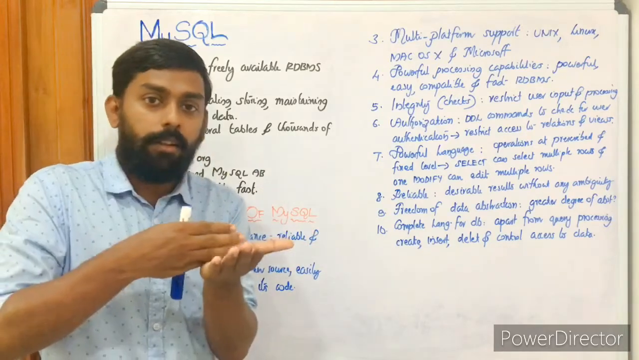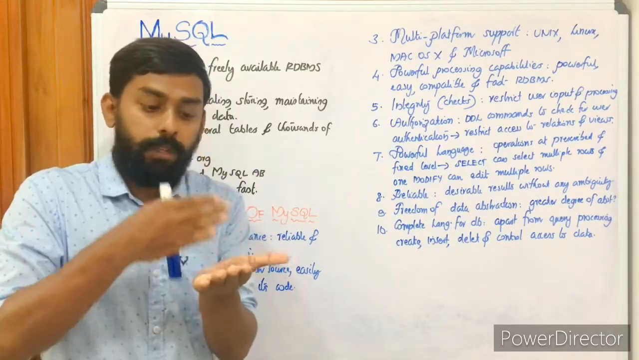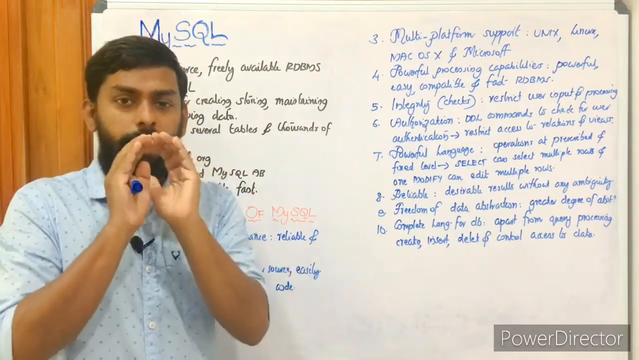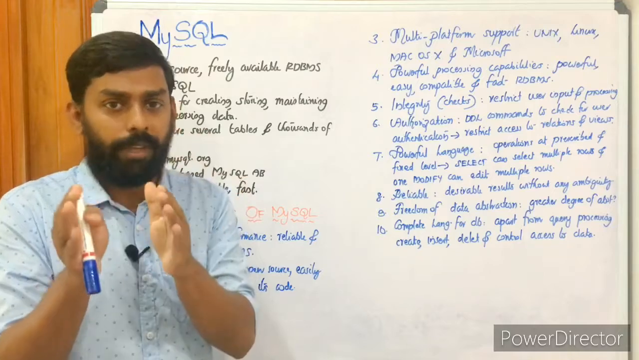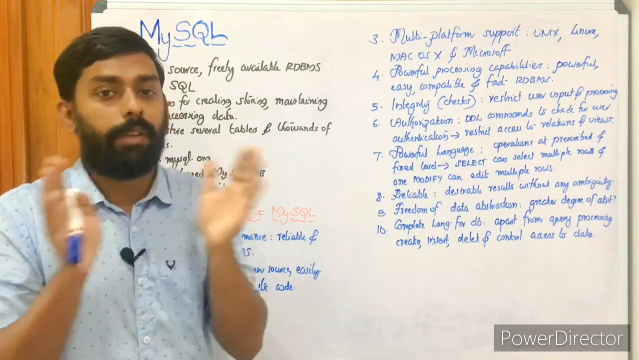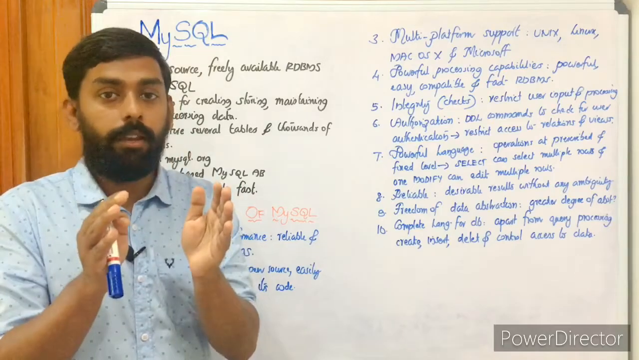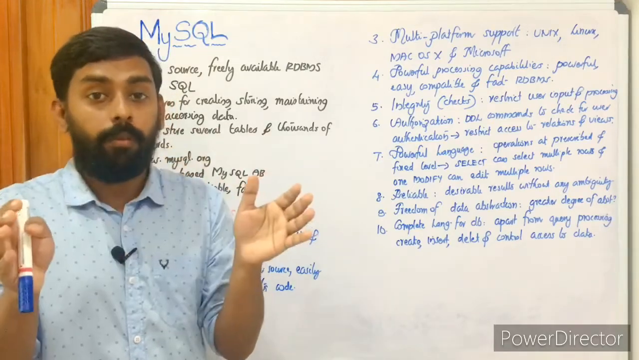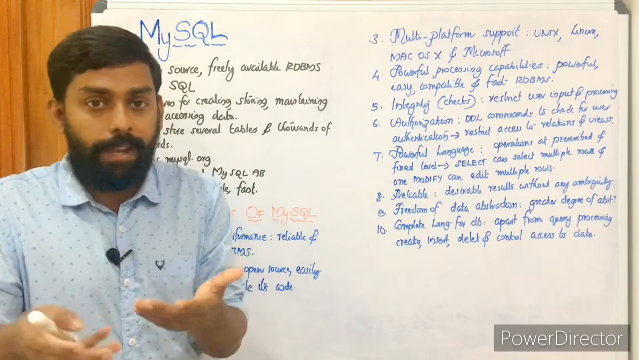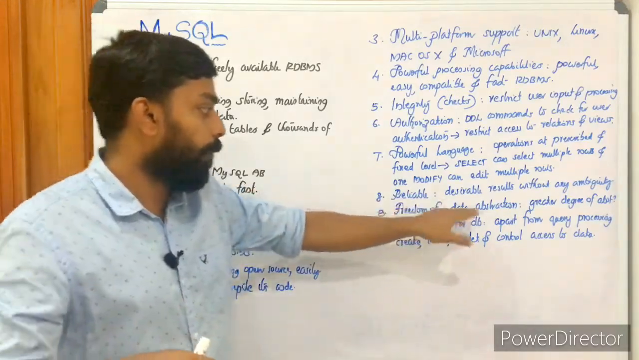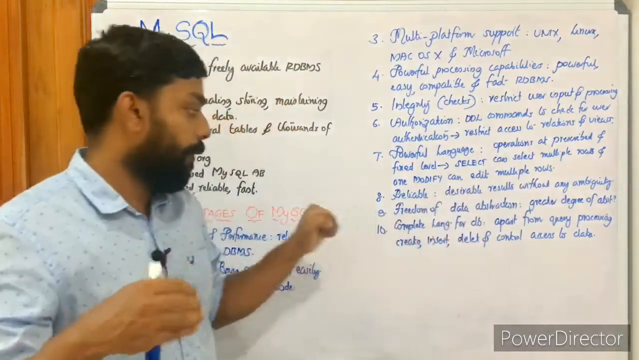Data abstraction means we get an abstracted view: we specify only what, while how is already defined. So it is a minimal view of something, and that is what abstraction is. Data abstraction means data will be minimal, and the background details will not be displayed. So MySQL offers freedom of data abstraction, a greater degree of abstraction.